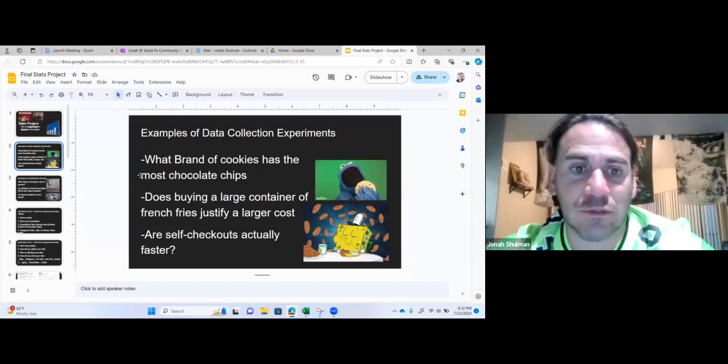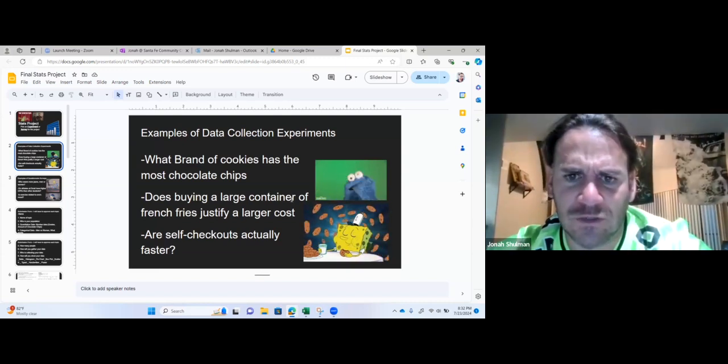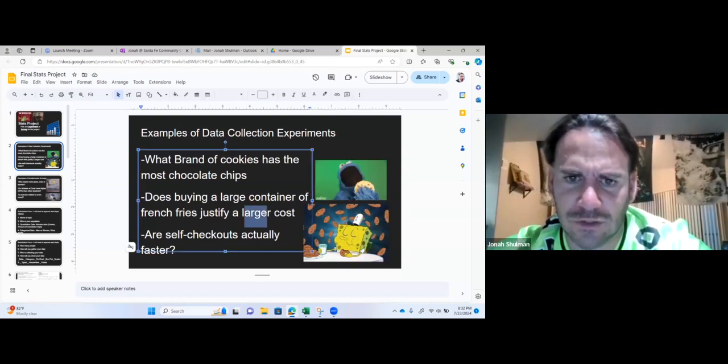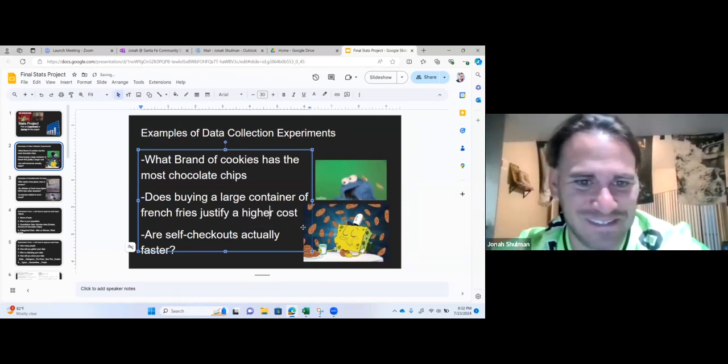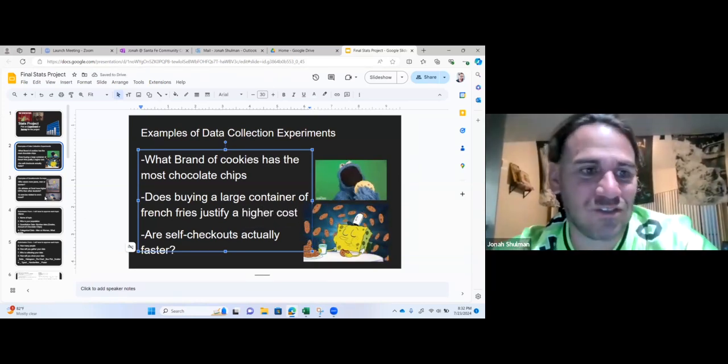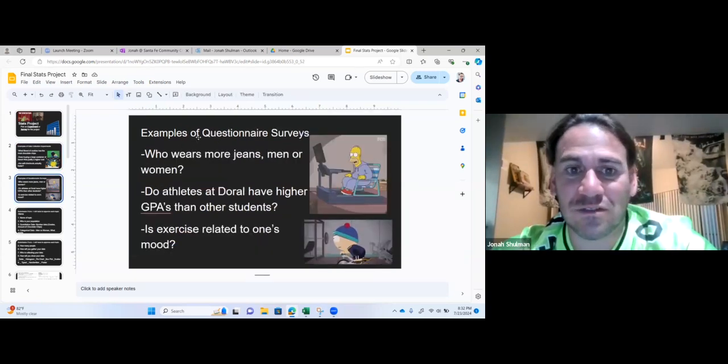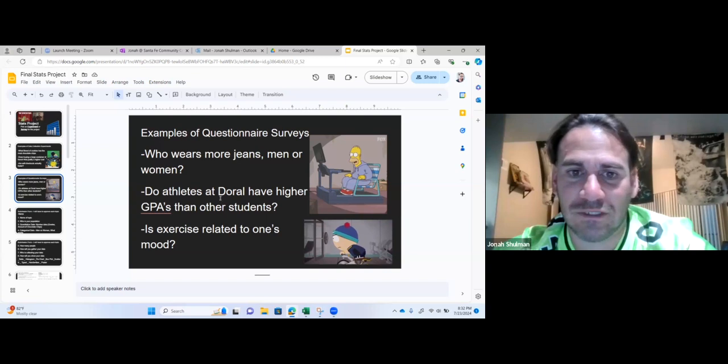What brand of cookie has the most chocolate chips? Does buying the large French fry container justify the higher cost? Sorry about that, obviously I made these, that's why they're not the best. Is self-checkout actually faster? And then you could do questionnaires and surveys. Who wears more jeans? Do athletes at the school I was at have higher GPAs?